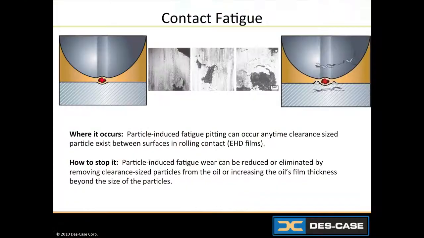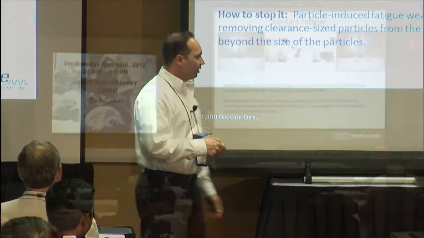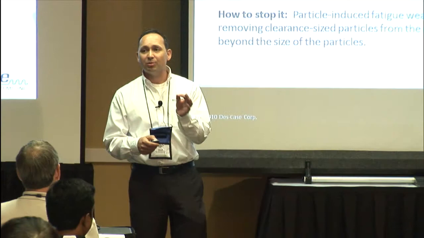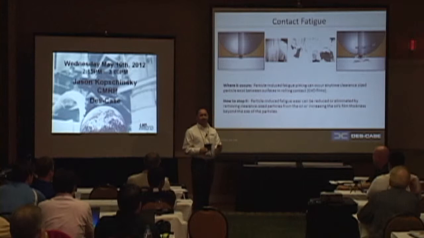And then contact fatigue, when again we've got that clearance size particle that gets into the load zone in a rolling element in this area here. In this area, for a split second, we can see pressures up to about 500,000 PSI where the oil actually turns to a solid. But you've localized 500,000 PSI in this one area, you're going to see a lot of deformation, a lot of cracking, a lot of fatigue. And over time, we see a lot of spalling in our bearings. And we'll definitely pick that up.